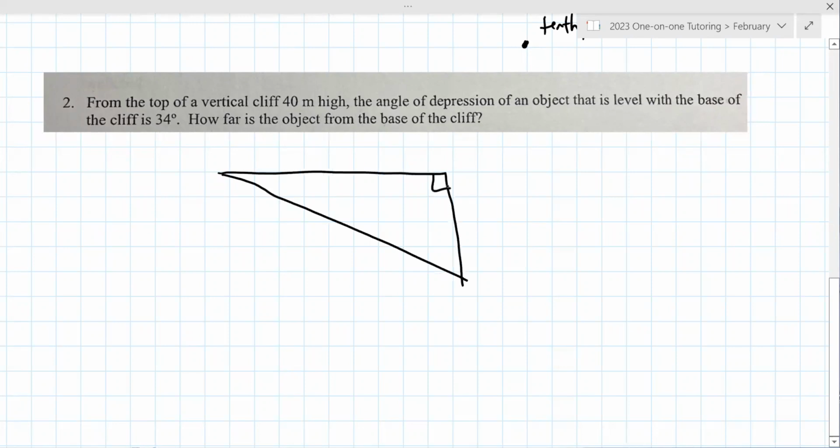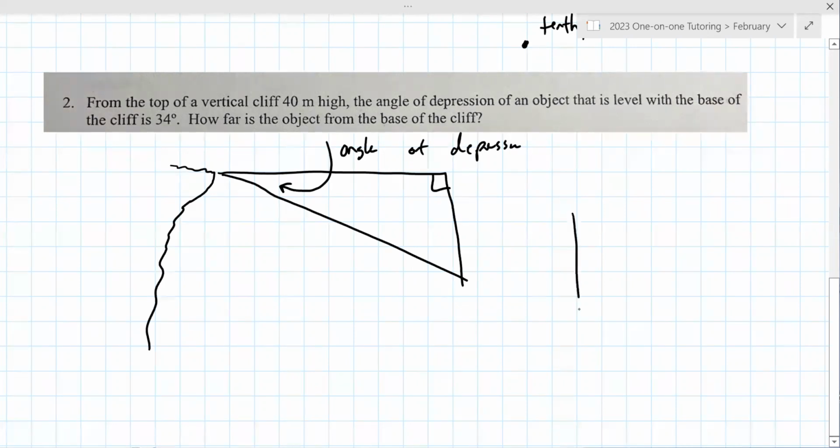From the top of a vertical cliff 40 meters high, the angle of depression of an object that is level with the base of the cliff is 34 degrees. So again, kind of angle of depression. I don't know if it's a great name for it, but it's this angle right here. Because you're on top of a cliff, we presume. Let's say you're on the cliff here. They're saying that the angle of depression is the one going down.